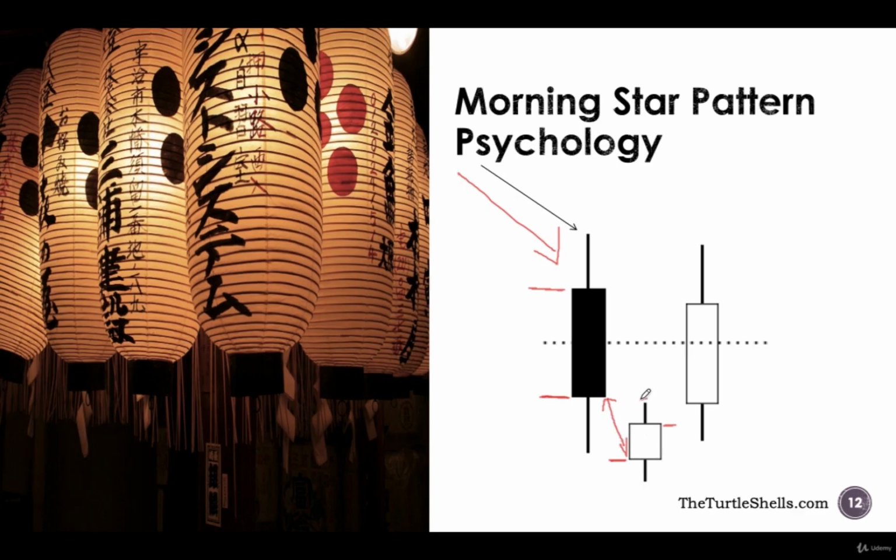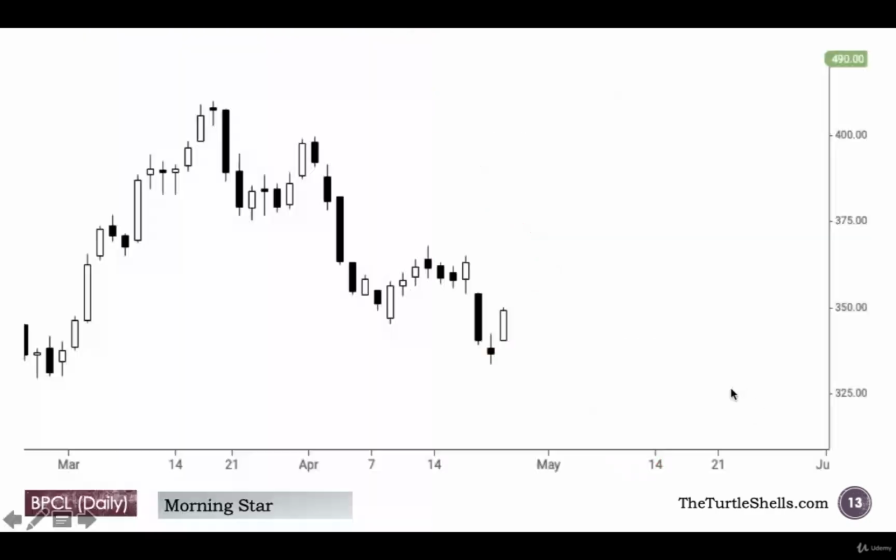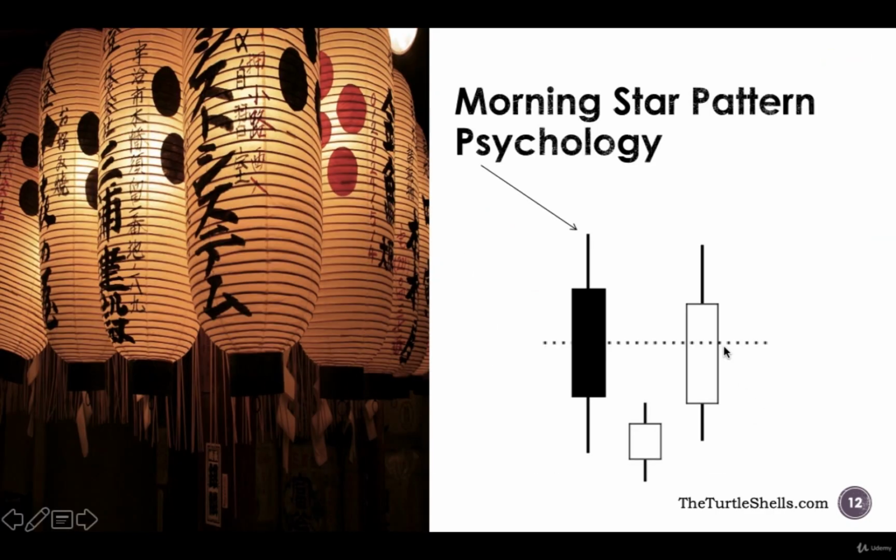So there is a battle going on between the bulls and the bears at this spinning top or at this star. And the next candle gives us the final confirmation saying that yes, the bulls have finally won the battle between the bulls and the bears. So because the candle has closed above the midpoint of the first black candle.